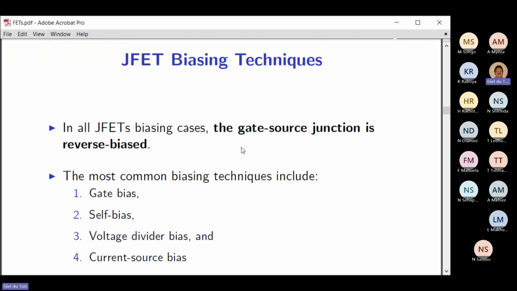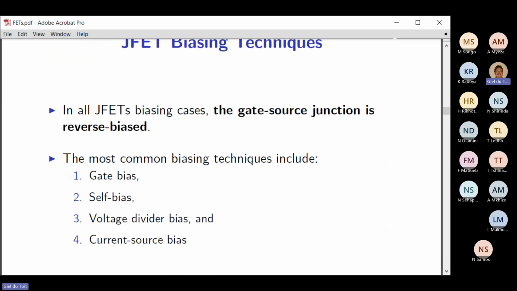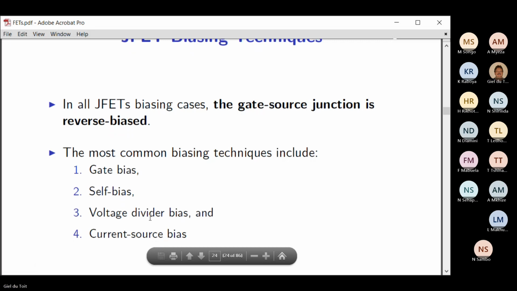So JFET biasing techniques: it also has biasing just like bipolar transistors. We've got a few bias methods. The first is the gate bias. We call it a self bias. And then there's a voltage divider bias, which is similar to the two resistors on the base of a BJT transistor. Remember, we had two resistors on the base. This voltage divider is the same as that. And then there's also a current source bias. There are 4 biases.